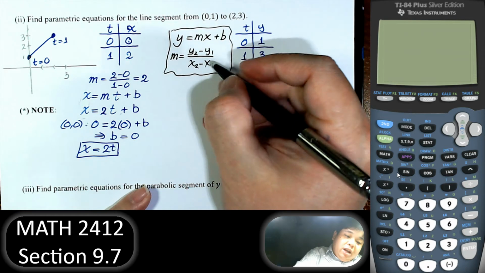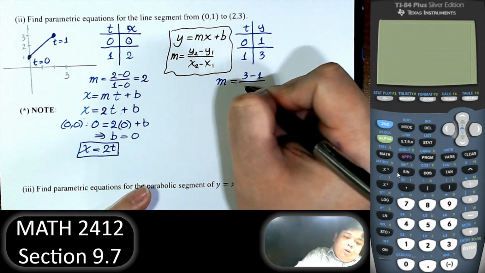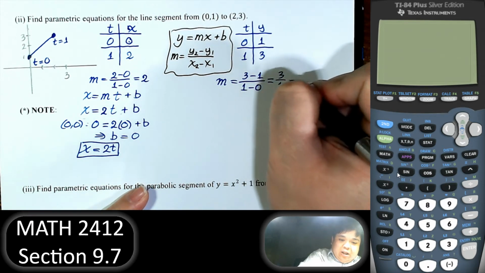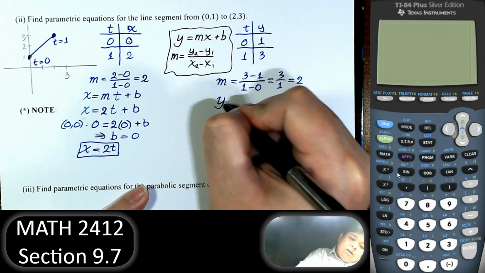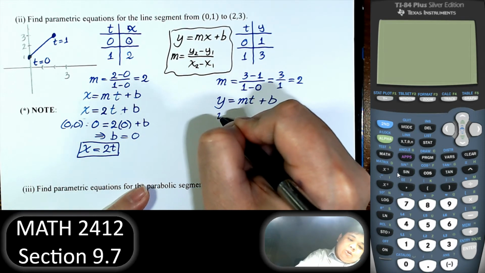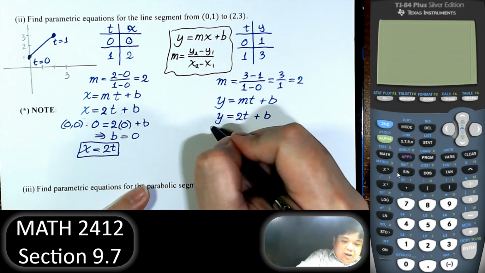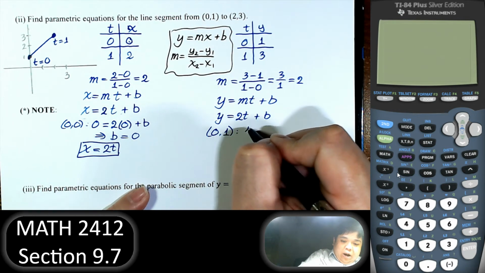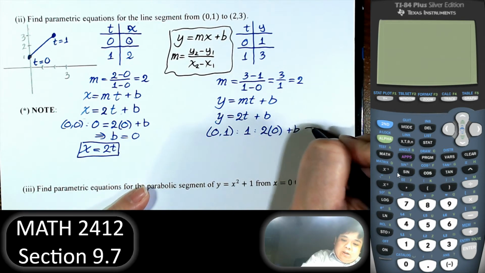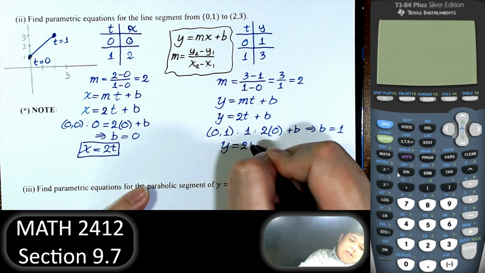Next, on this one, do the same thing. M is equal to y2 minus y1 over t2 minus t1, so 2 over 1 is 2. The equation y depends on t, where the slope is 2. Now at the point 0 and 1, y is equal to 1 where t is equal to 0. So b here is equal to 1. The equation is y equal to 2t plus b, so 2t plus 1.